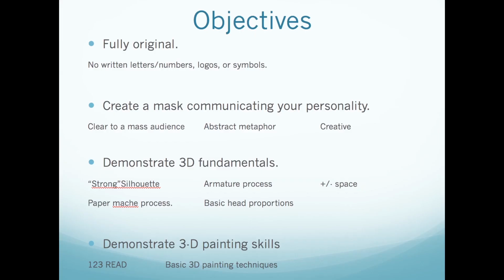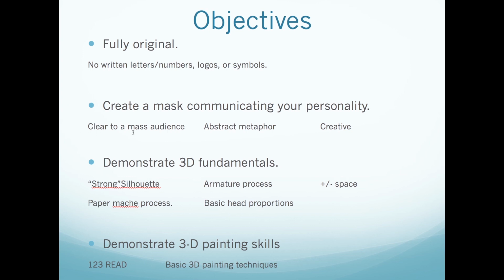Kind of in bullet points, the objectives for this is to create fully original work. So no written letters, no numbers, no logos, no symbols. You have to make everything from scratch. Now that also includes the mask itself. You will be creating a mask that communicates your personality. Your personality is a non-objective thing. We cannot put it into a bottle. We need to use things that we can identify with to communicate that.